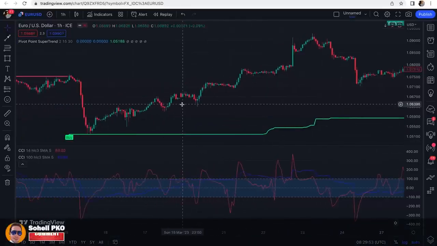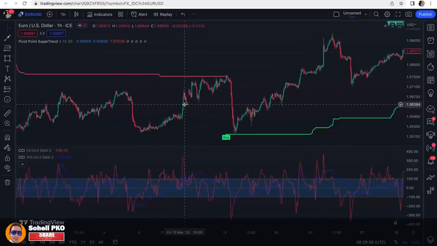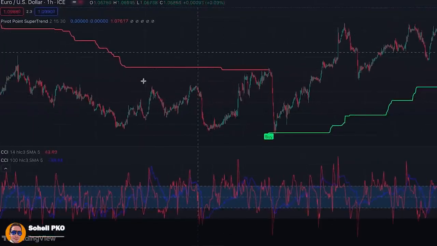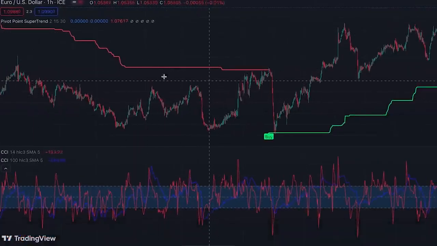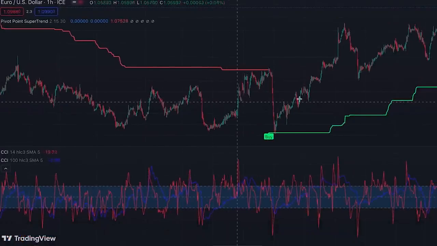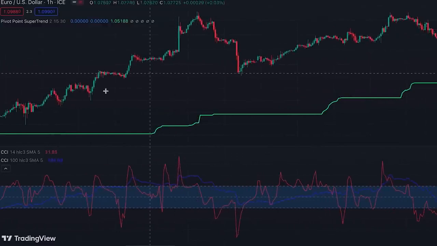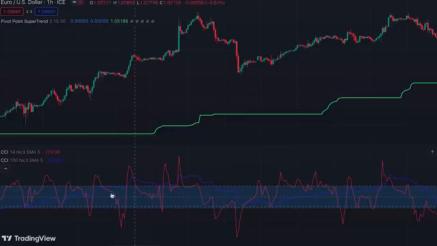In this strategy, super trend is a trend guide which helps us with the direction of the market. When it's red, the market is considered to be in a downtrend and we look for short position opportunities, and when it's green, the market is considered to be in an uptrend and we look for long position opportunities. To discover trading opportunities, we use these 2 CCIs.